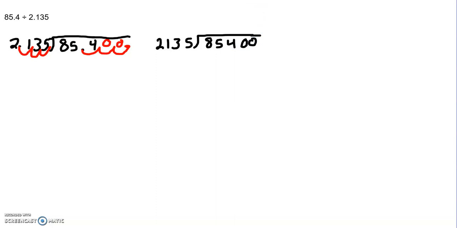So now I would just divide as normal. 2,135 does not go into 8, so I have it as a 0, and I minus 0. 8 minus 0 is 8. Then I bring down the 5. Well, 2,135 cannot go into 85, so I'm going to write another 0. Minus 0 gives me 85.